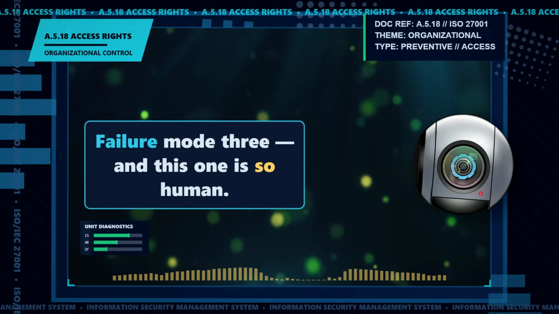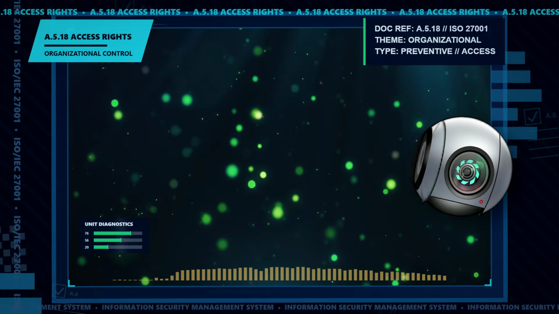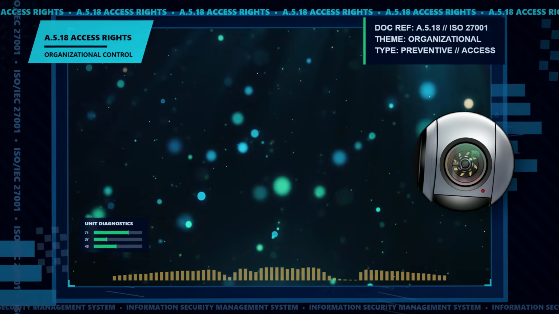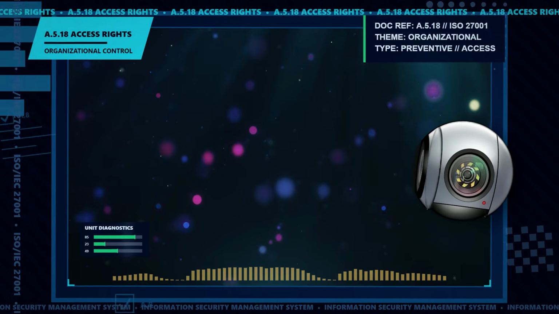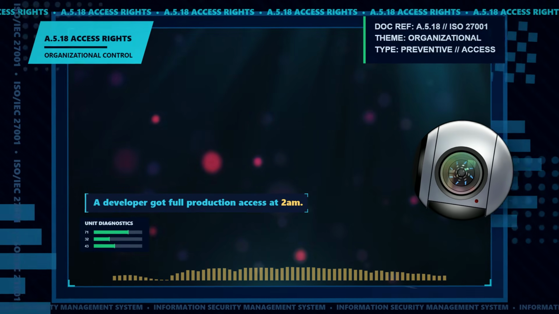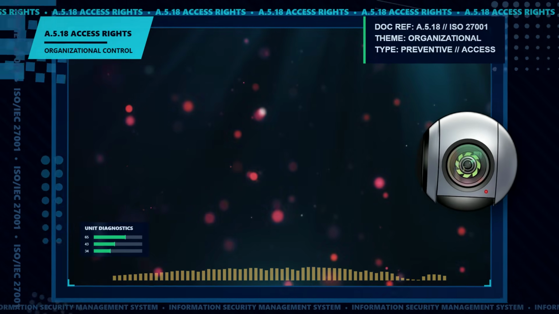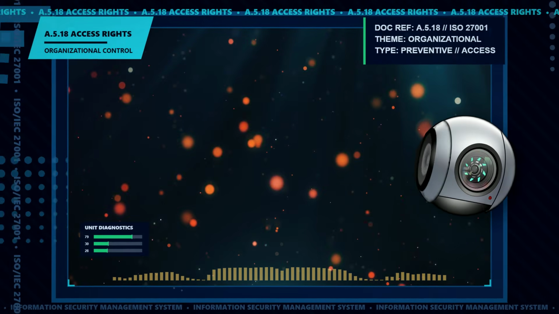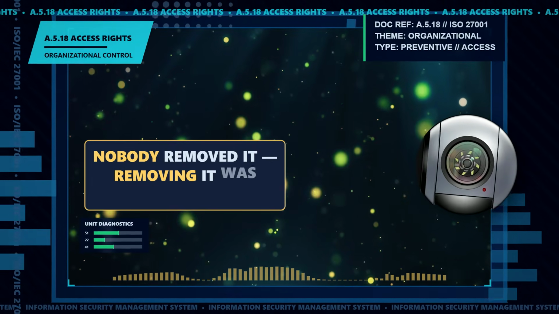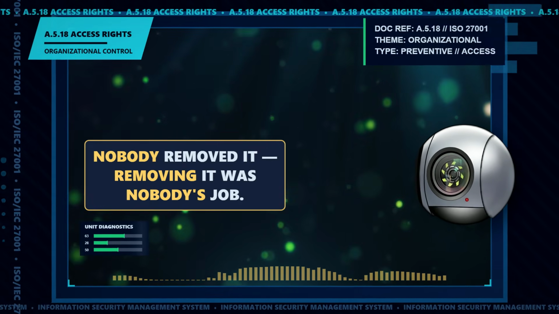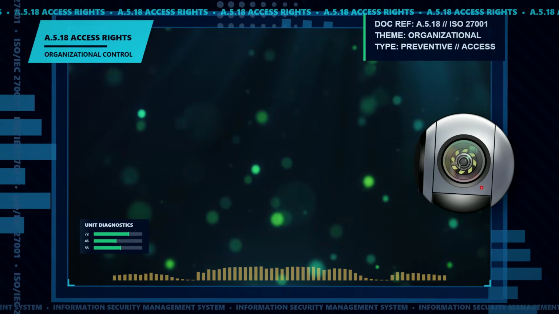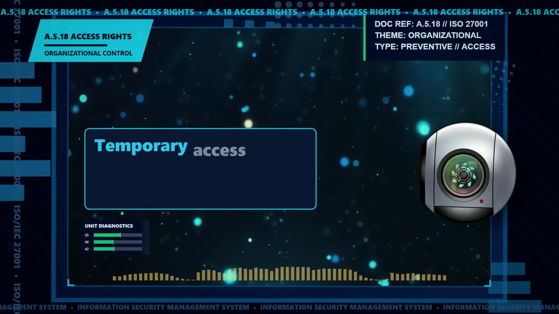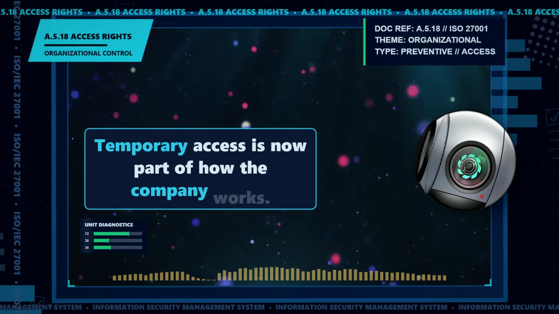Failure mode number 3, and this is my favorite because it is so human. There was an incident 18 months ago. Everything was on fire. The customer was screaming and somebody gave a developer full production access at 2 a.m. to fix it. Correct decision. Genuinely the right call in the moment. They still have it. Nobody removed it, because removing it was nobody's job, and because in 18 months it has quietly become load-bearing. That temporary access is now part of how the company works.